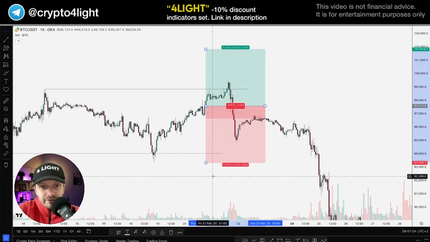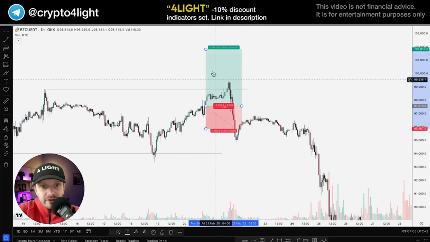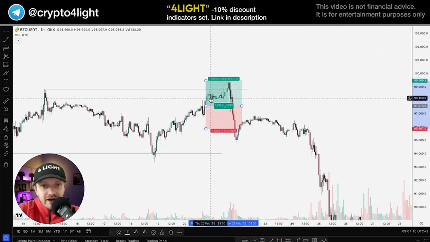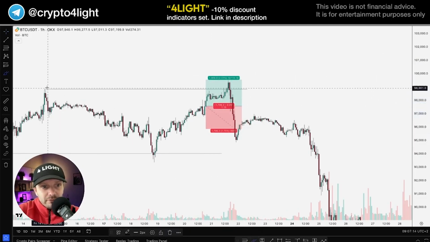So on average here, like this one. Let's say like this one. They push price higher, right? We grab and hunt those stop losses.